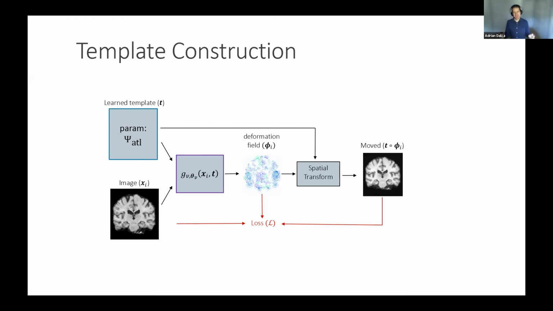So very little actually changes in practice. It's the same architecture. It's almost the same loss. We just add one term. But now we're training the network so that it learns what the optimal image is to register everyone to.